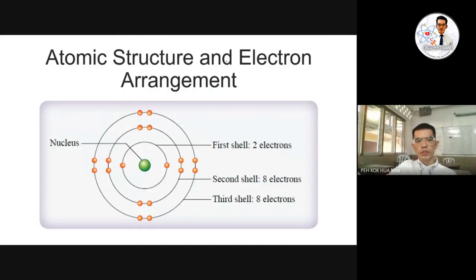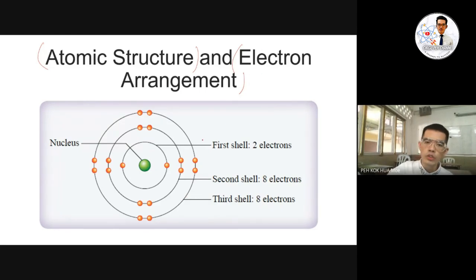Here there is atomic structure and electron arrangement. These two are a bit different, so make sure you are not confused between atomic structure and electron arrangement. In this figure, you can see the nucleus shows the number of protons and neutrons. So that means the structure here is not an electron arrangement.